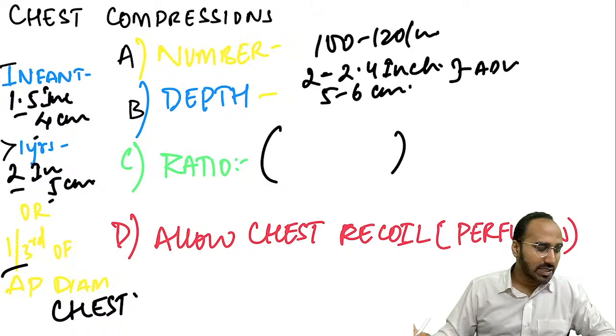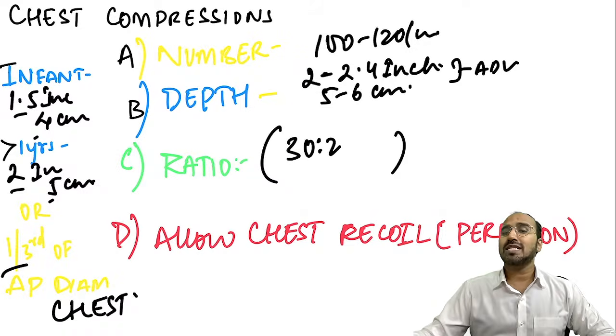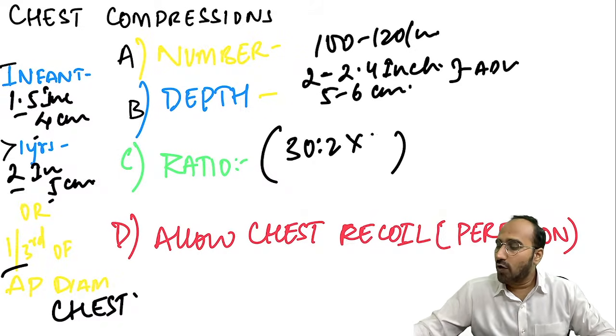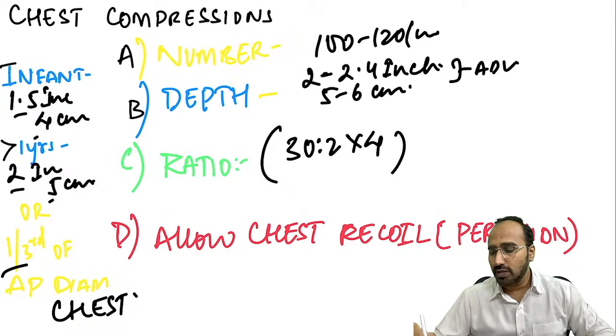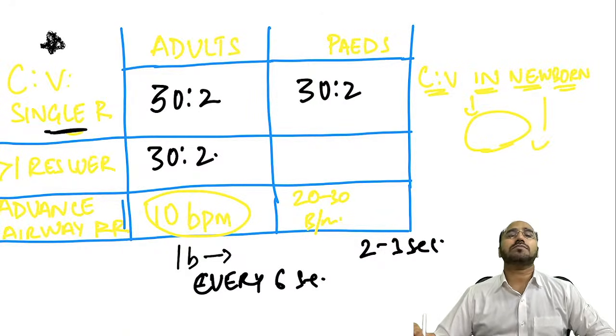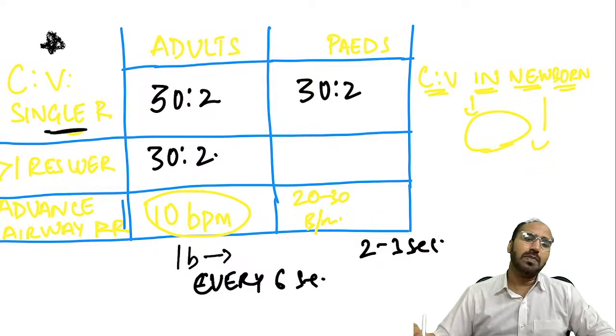Okay. Next, ratio of compression 30:2. 30:2 doesn't mean in 1 minute 30:2. In 1 minute you have to give 4 sets of 30:2, and in between the compressions allow a full chest recoil. Okay. Now, there have been questions on what is the compression to ventilation ratio in adults and in pediatrics.